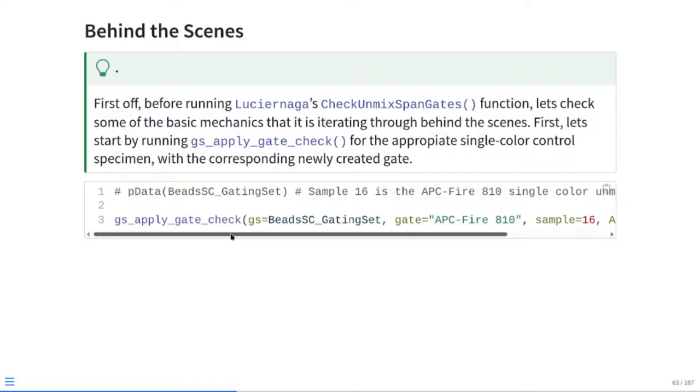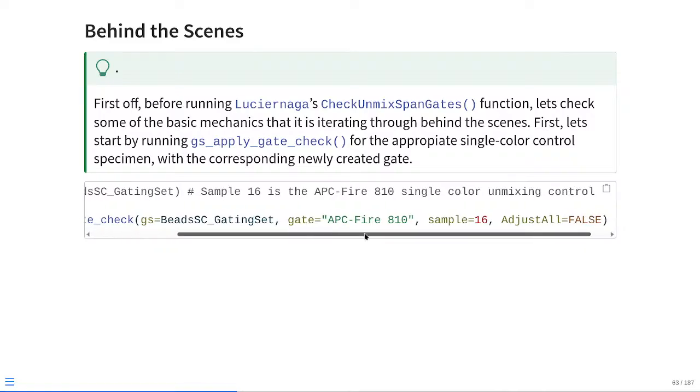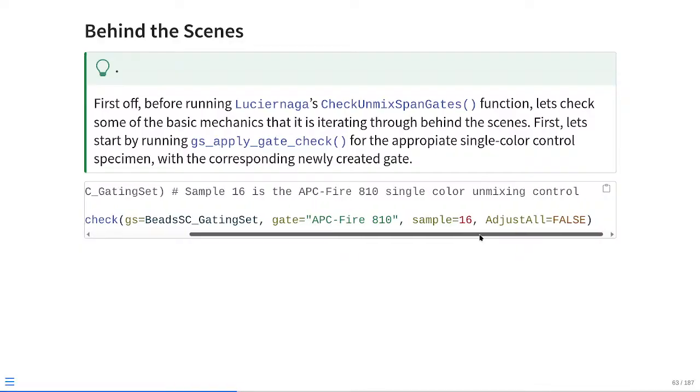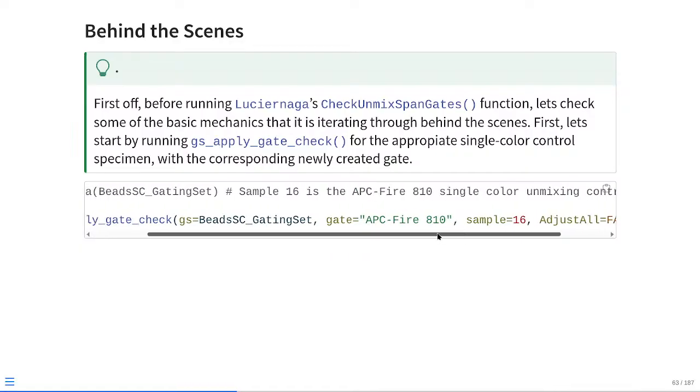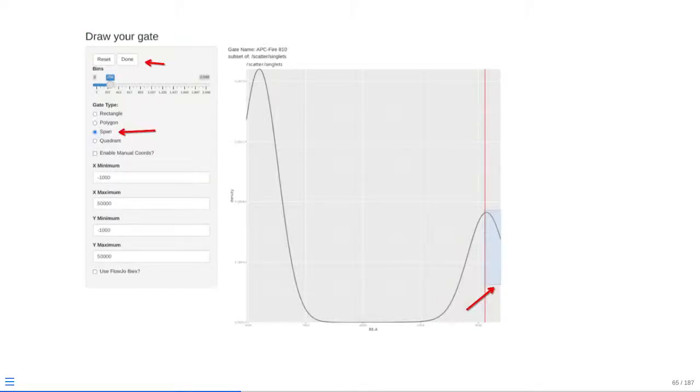So let's see this in actual practice. If we are running this individually with the original flowGate code, we'd see it's GS apply gate check. We are going to be checking this gating set. We want to check this particular gate, and then the correct single color for APC Fire A10 would have been the 16th specimen in the gating set. So this is what we'd be doing if we were trying to check this individually within flowGate. At which point, it would just launch the Shiny app, allow us to adjust it, and then save it, and then update accordingly for that specimen. So this is what this would look like in practice.